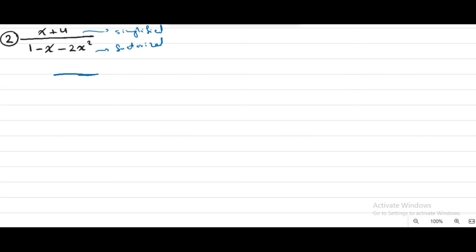After factorizing this quadratic expression, the numerator is x + 4 and the denominator will be (1 + x) multiply (1 minus 2x). This is the factorization of the denominator. Here we can see that we have two factors, both are linear, so this expression will be with two fractions because we have two factors. The first one 1 + x, the second one 1 minus 2x.